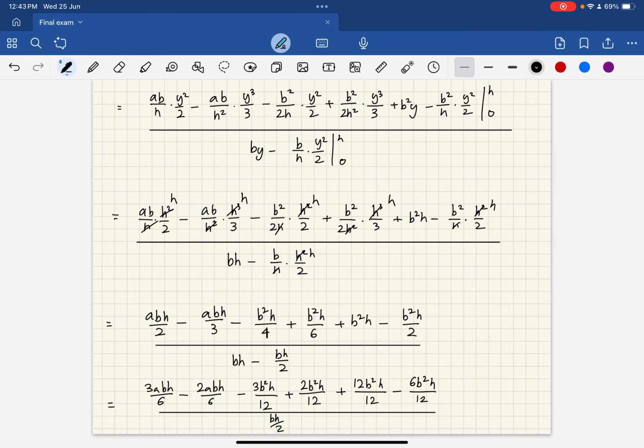Okay, so we substituted h inside. We got h cubed over 3, h cubed over 2. So we cut out. Becomes h, h, okay. So 2 times 3 becomes 6 actually, okay. And then this is b squared plus h, and this is just h. That's what we end up getting actually, right?